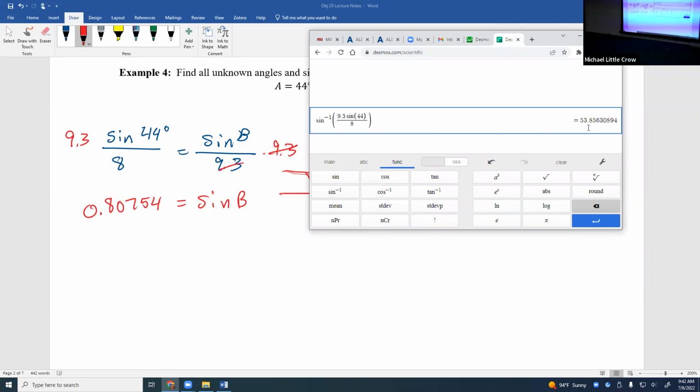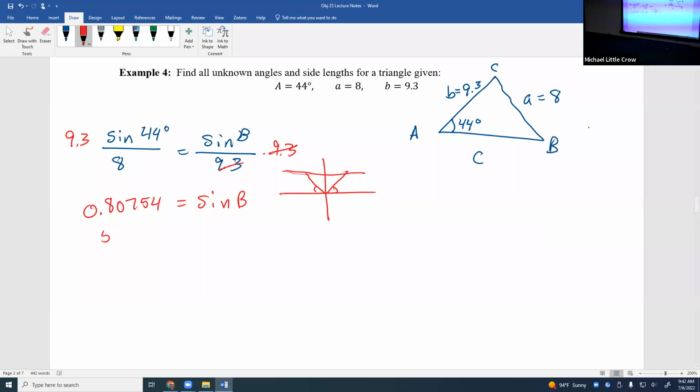So that's 53.9 degrees, rounded. This is inverse sine. And again, these examples I took out of the notes that are above it in Canvas. So if you want to see a typed up version of this, you'll see them with more writing. That's in there too. Okay.